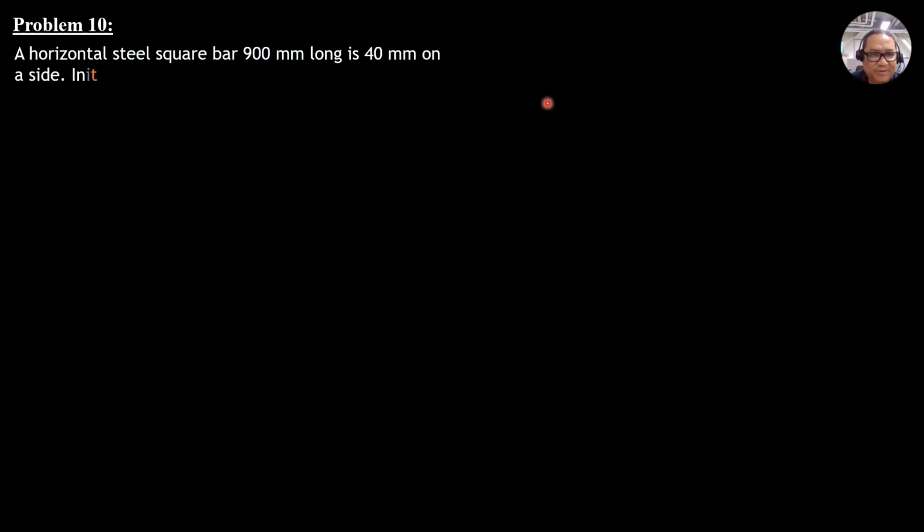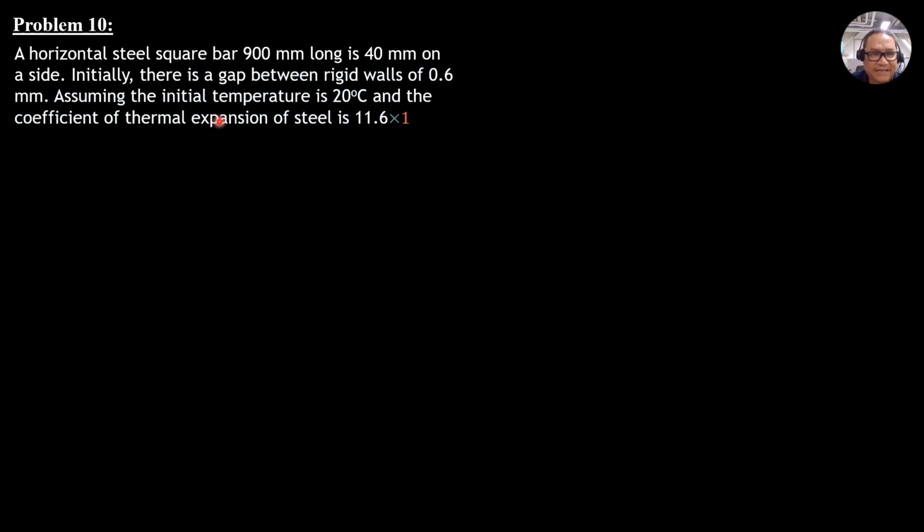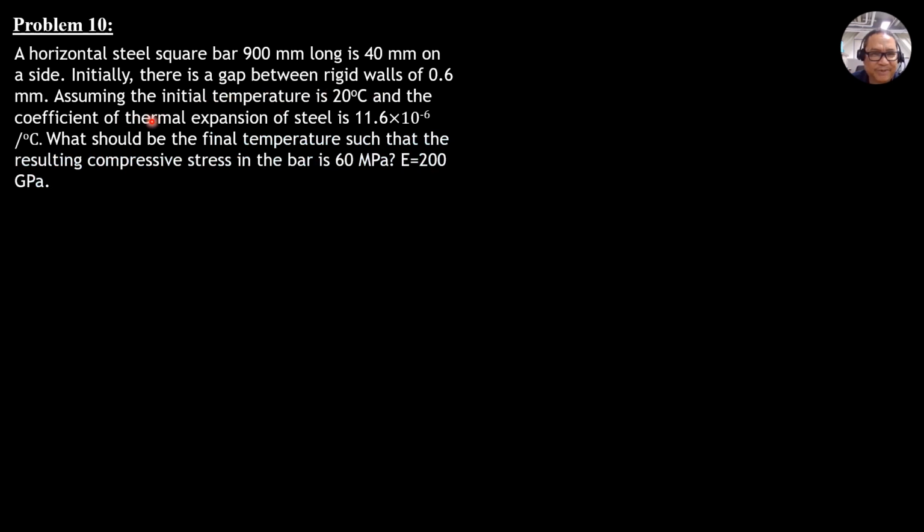So problem 10. Here, a horizontal steel square bar, 900 millimeters long, is 40 mm on a side. Initially, there is a gap between rigid walls of 0.6 mm. Assuming the initial temperature is 20 degrees Celsius and the coefficient of thermal expansion of steel is 11.6 times 10 to the negative 6 per degree Celsius, what should be the final temperature such that the resulting compressive stress in the bar is 60 megapascals. So E is 200 gigapascals.